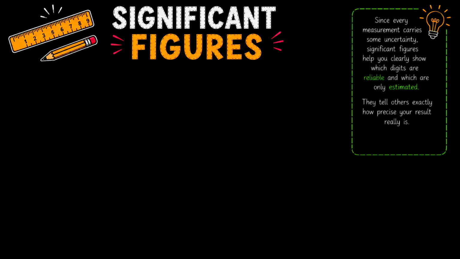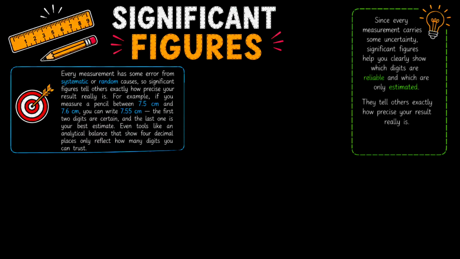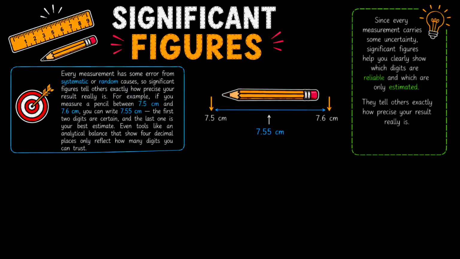Since every measurement carries some uncertainty, significant figures help you clearly show which digits are reliable and which are only estimated. Every measurement has some error from systematic or random causes, so significant figures tell others exactly how precise your result really is. For example, if you measure a pencil between 7.5 centimeters and 7.6 centimeters, you can write 7.55 centimeters. The first two digits are certain, and the last one is your best estimate.